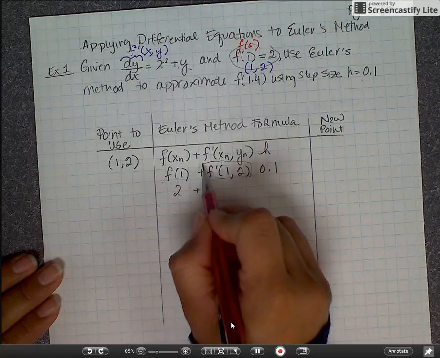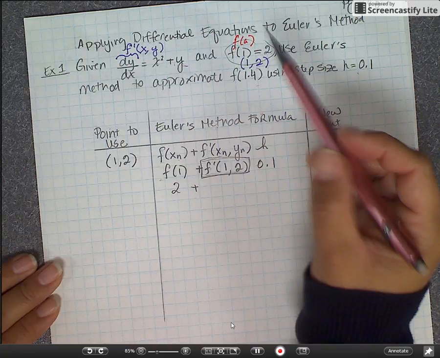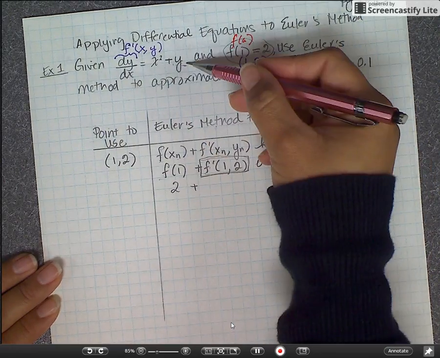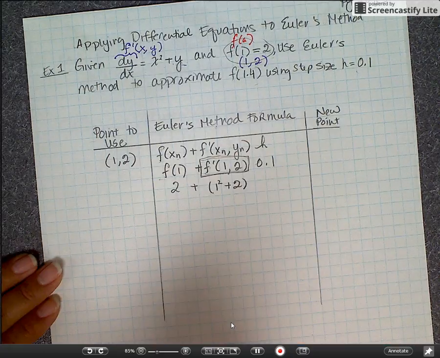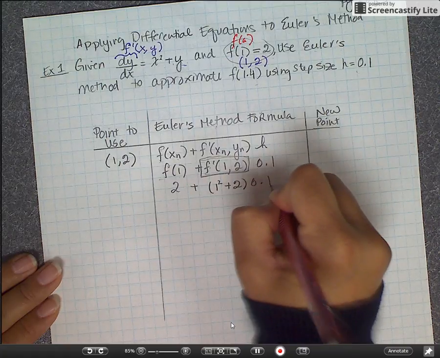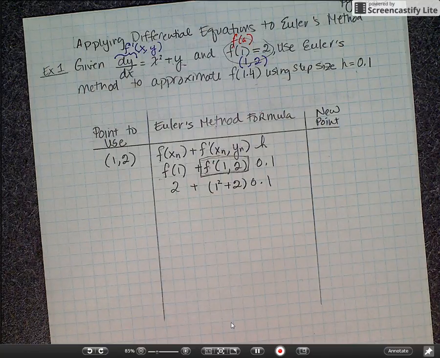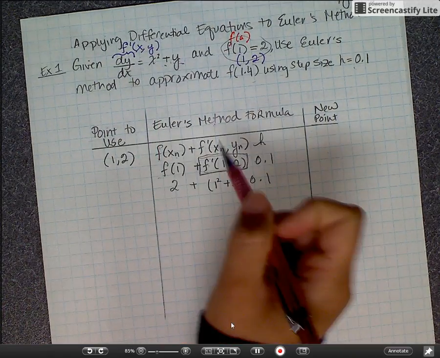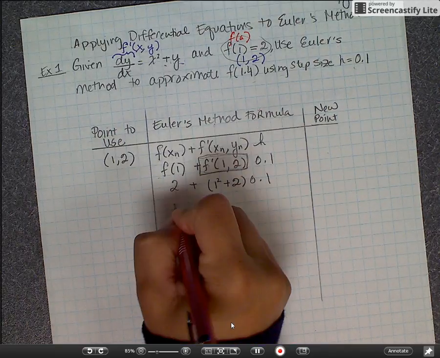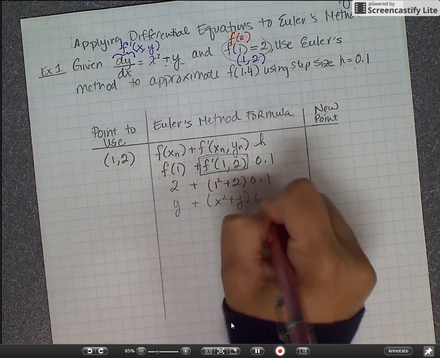Now what is this? This right here is us applying this formula. So I'm going to put 1 in for x and 2 in for y. So I'm going to have 1 squared plus 2, and all that multiplied by 0.1. And that should generate my new point. So if I go to my calculator, I can enter this in, since I'm going to be using this formula often. I'm going to enter it like this: y plus x squared plus y times 0.1.